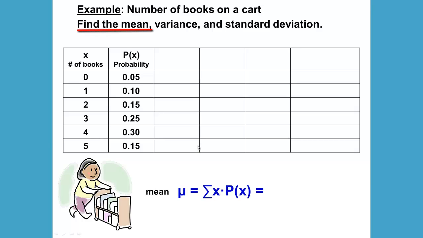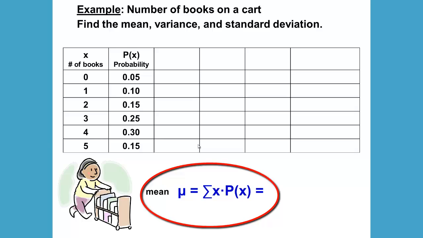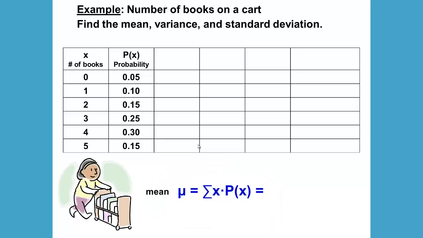The first thing the problem asks us to find is the mean, and the formula for the mean is mu equals the sum of x times p of x. We will use our table to keep up with our numbers, and we want to follow the order of operations and multiply the data values x by the probability of x in the next column. For now, I want you to concentrate on the procedure of the columns. We will look at how to use the calculator to help you with this procedure in the second video for this PowerPoint.